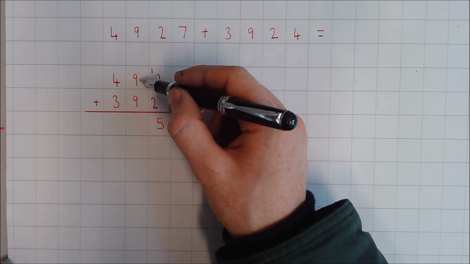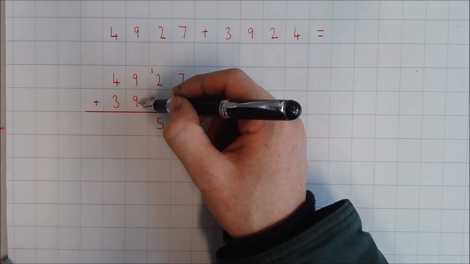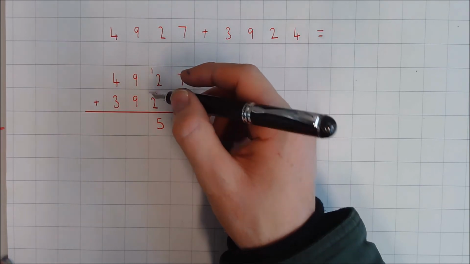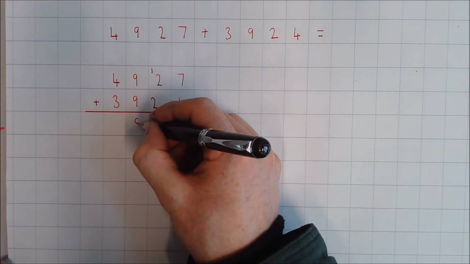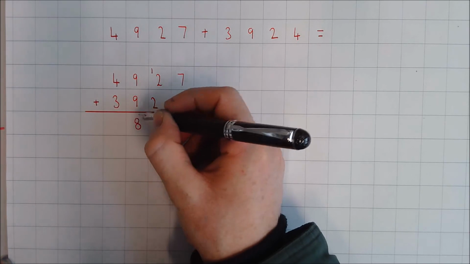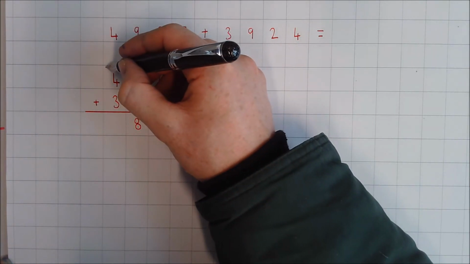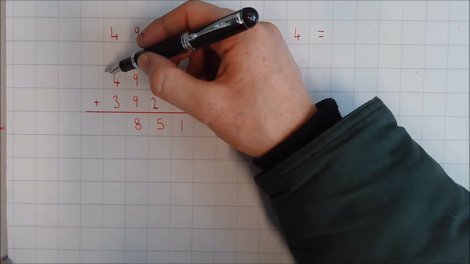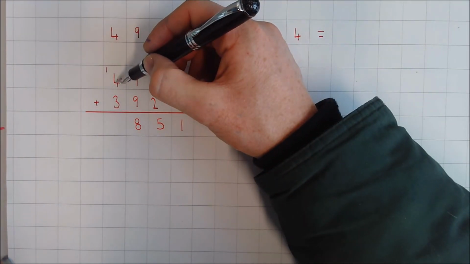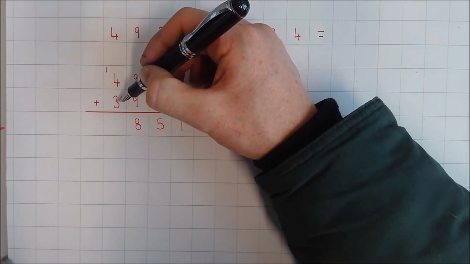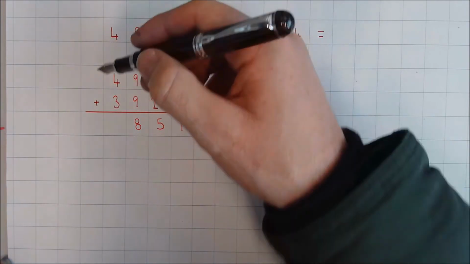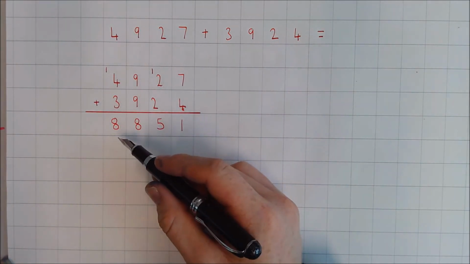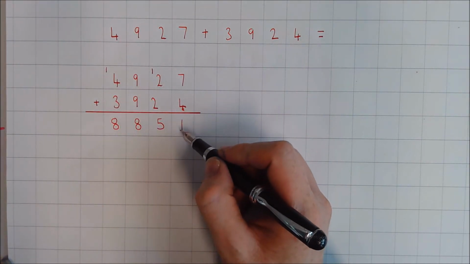Now we have 9 hundreds, add 9 hundreds, so 9 add 9 is 18, which is 18 hundreds. So we can put our 8 from the 18 in here, and then our 10 hundreds make 1,000, so I'll put a 1 in our thousands column. 1 add 4 is 5, so that's 5,000. Add 3 is 8, which is 8,000. So our sum is 8,851.